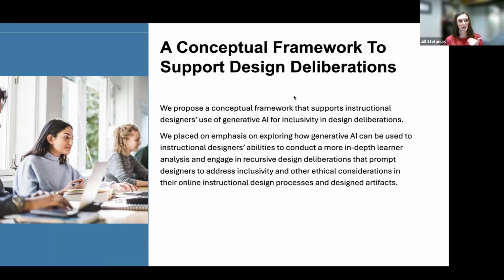Within this conceptual framework that we'll talk about today, we'll give you some tips on ways in which we can apply this, and through some of our reflective activities, really think about how we can leverage generative AI to help us conduct more in-depth learner analysis, as well as engage in what we're calling recursive design deliberations. So really helping how we can leverage AI to support all of that along the way.